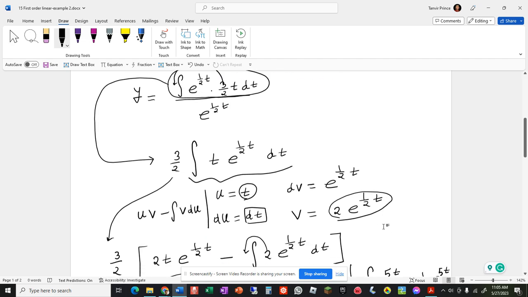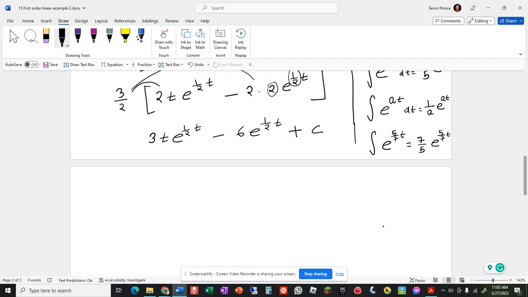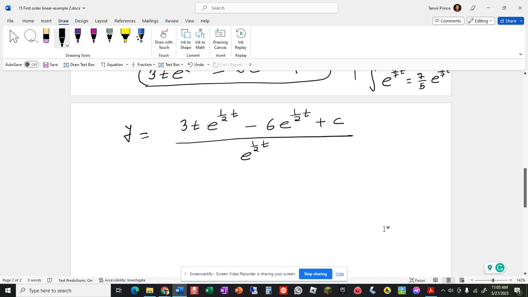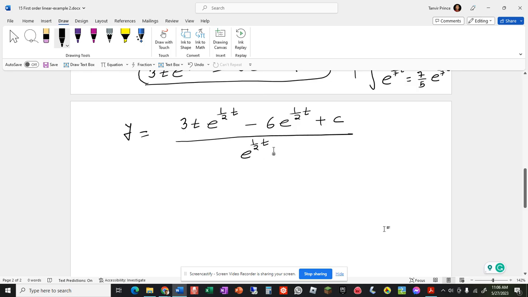So let's write down what I have. So my y, what I have here is the numerator divided by the denominator, e to the half t. Now I can simplify this a little bit. I can distribute this e to the half t.